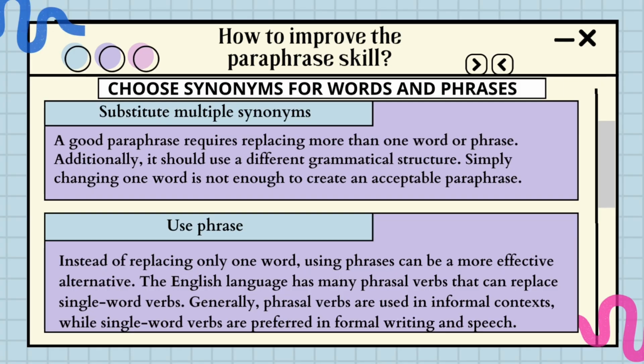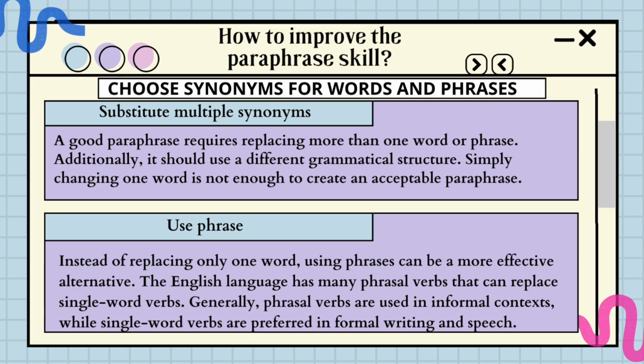How to improve the paraphrase skill? The first one, choose synonyms for words and phrases. There are many tips. Number one, substitute multiple synonyms. A good paraphrase requires replacing more than one word or phrase. Additionally, it should use a different grammatical structure. Simply changing one word is not enough to create an acceptable paraphrase.